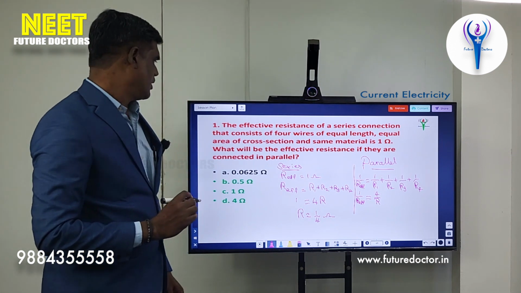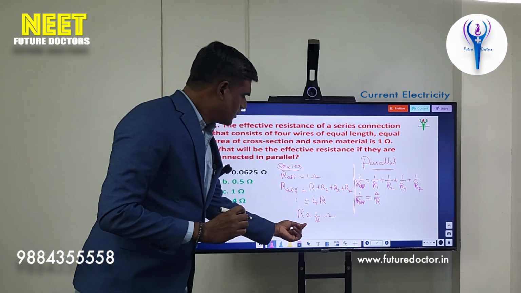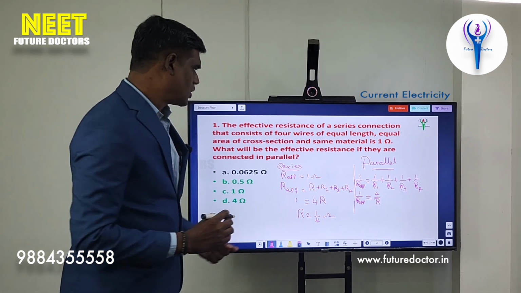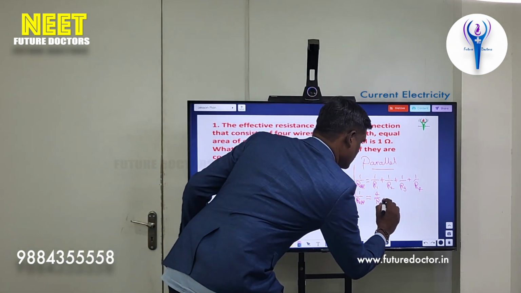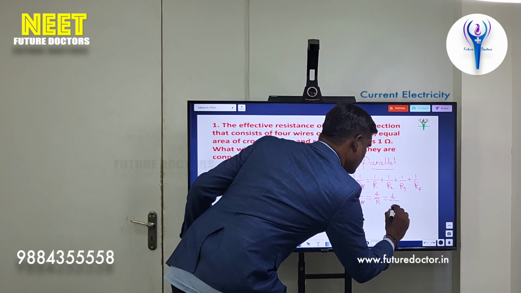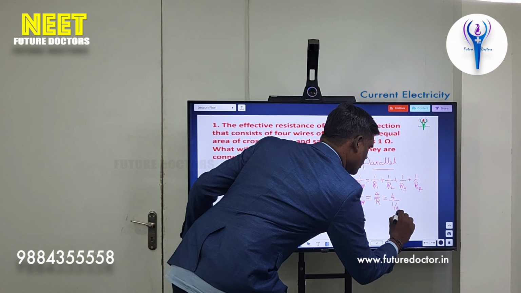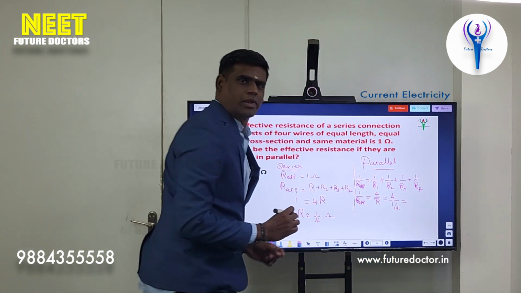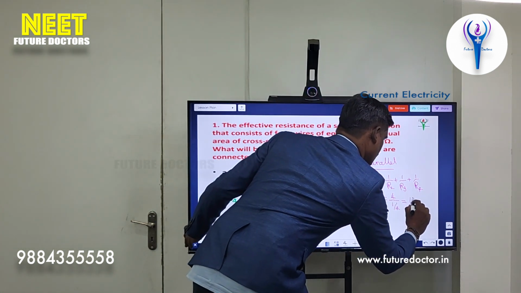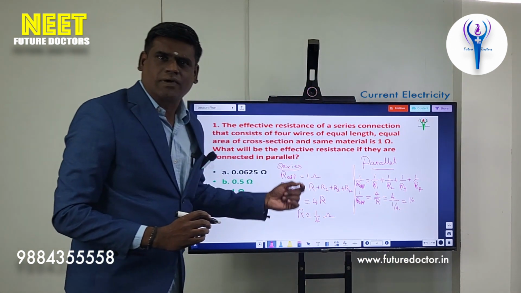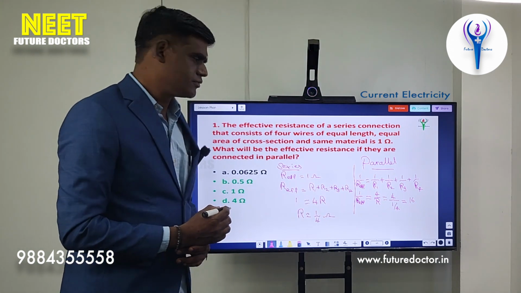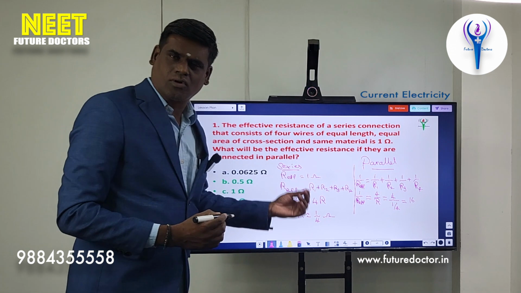4 by R, and we derived that R equals 1 by 4. Just now we found R equals 1 by 4. Substitute this here. Then R is 1 by 4, and 4 divided by 1 by 4 gives 4 into 4, 16. 1 by R effective equals 16. Then R effective equals 1 by 16.